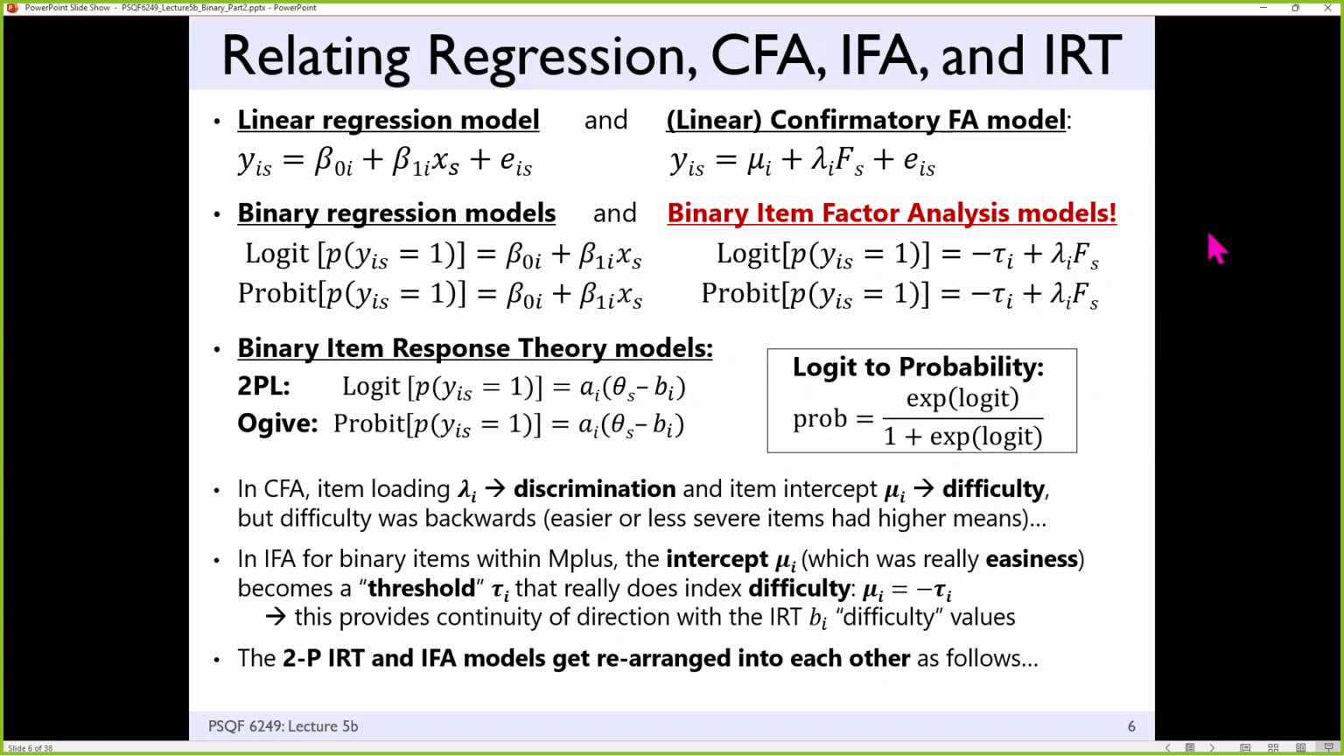So let me introduce you to a new thing. This is an item factor analysis model. Lambda f, that part's the same. So here's my CFA model, here's my item factor analysis model. Instead of having mu for the intercept, I have negative tau, which is a threshold.